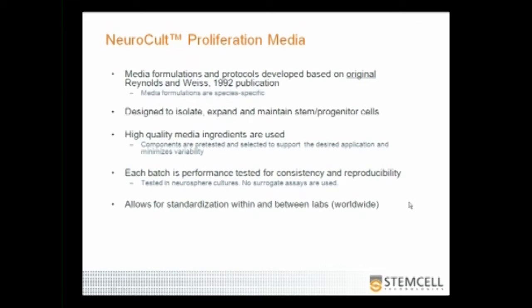The key features of our product line is that our media formulations and protocols have been developed based on the original Reynolds and Weiss publication. The media formulations are species-specific, and they have been designed to isolate and expand neural stem and progenitor cells. High-quality media reagents are used, and the components are pre-tested and selected to support the desired application to minimize variability. Each batch is performance tested for consistency and reproducibility in the Neurosphere cultures, and no surrogate assays are used. By doing these things, we hope to allow for standardization within and between labs.